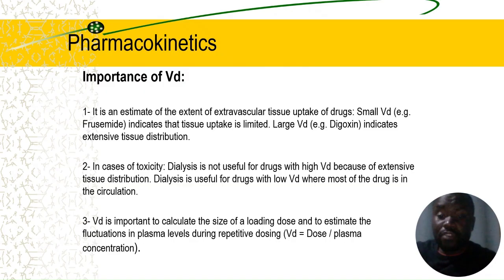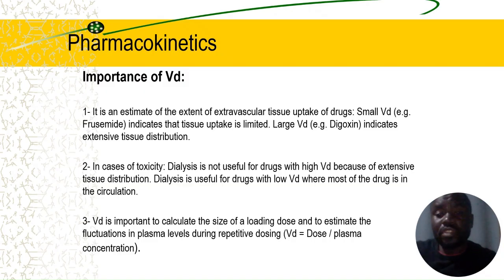But if a large volume of distribution is exhibited by the drug, then giving dialysis alone becomes problematic. It is irrational, in fact, because the drug is mostly in tissues, and doing dialysis will only remove a limited amount of the drug from the body, so you will not be able to correct toxicities. Volume of distribution, therefore, also is useful because of the relationship between dose, plasma concentration, and volume.